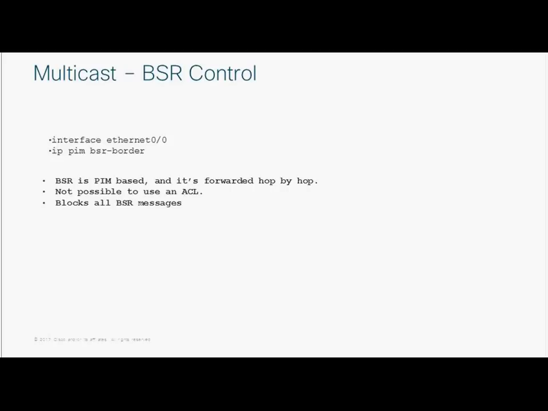In this case, you can set a PIM BSR border, which will exclude the information received on that interface from becoming an RP. But the problem is that when we do that, we do it for all the groups. There's no granular implementation like in the auto RP that we saw, where we can define which groups we want to include or exclude. It will block all the BSR messages. It's only like setting a boundary, and that's it.